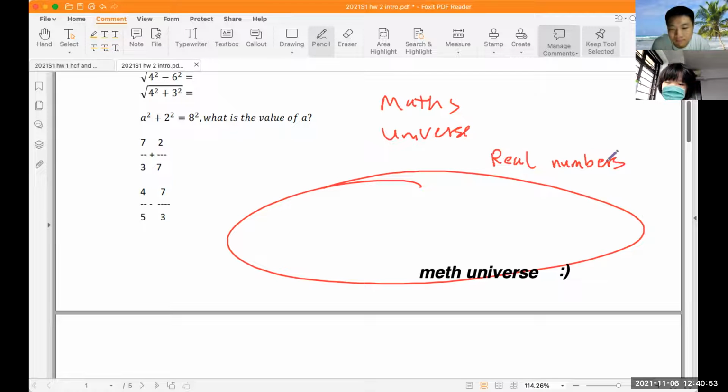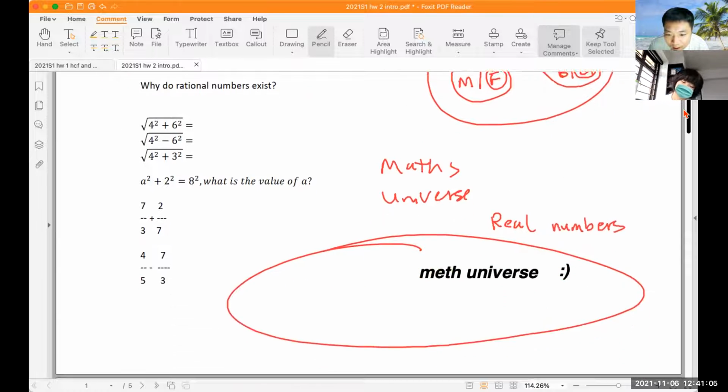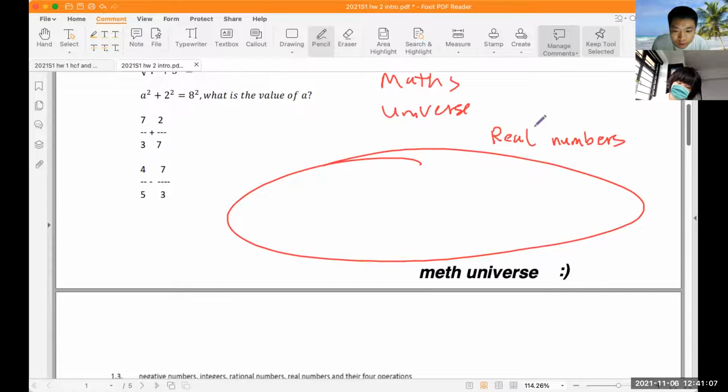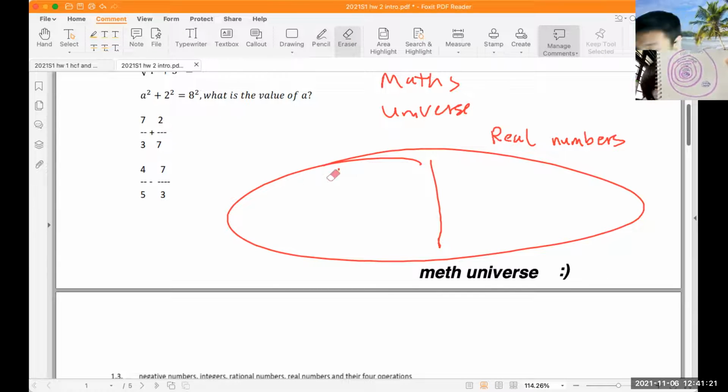Just like just now, in the human beings universe, people come first. Then within people, you have adults and children. So within the real numbers, pay attention: you have rational numbers, and you have irrational numbers. Where do you get these circles from?